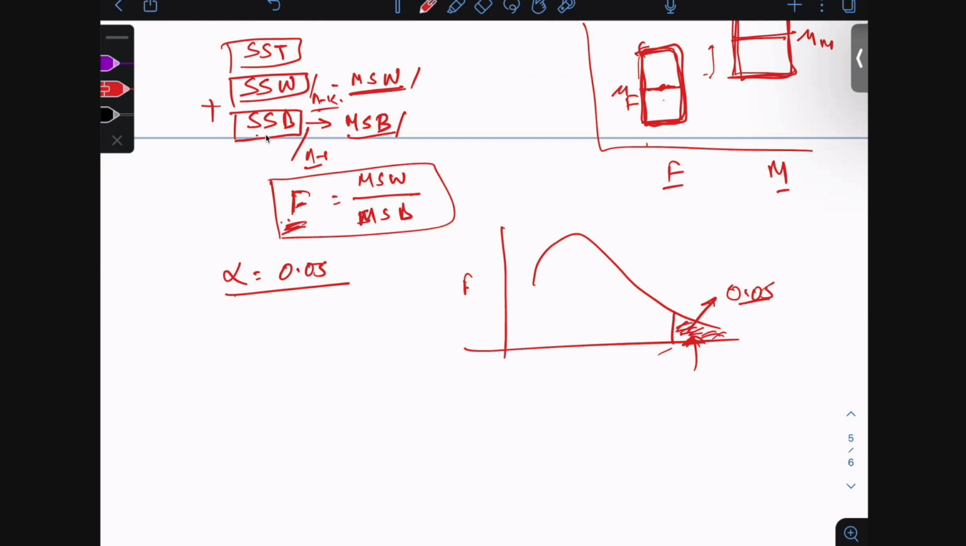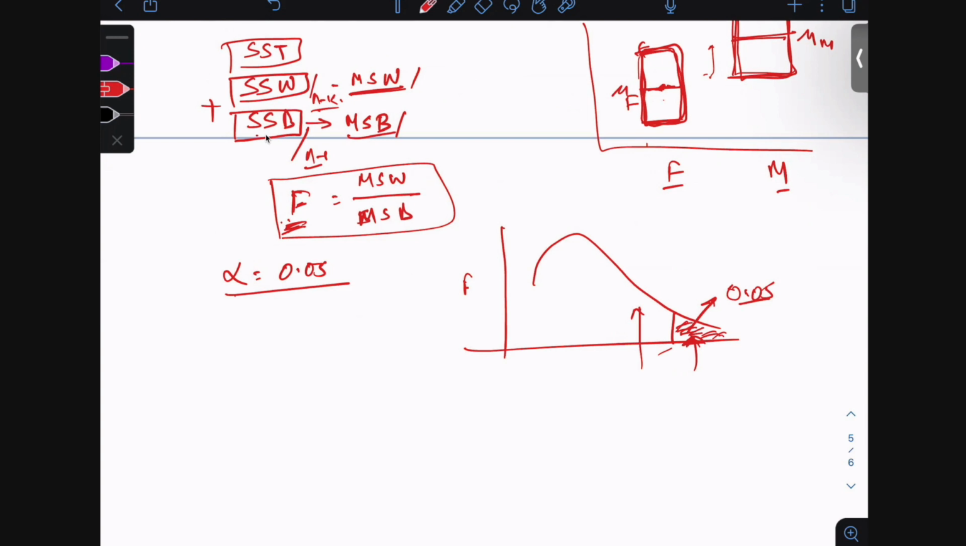If it is not lying in that region, then with hypothesis testing, as you know, we'll fail to reject. We'll say that if my F statistic is lying somewhere over here, we do not have true evidence to either deny or accept the null hypothesis. But this is how the basis of ANOVA works.